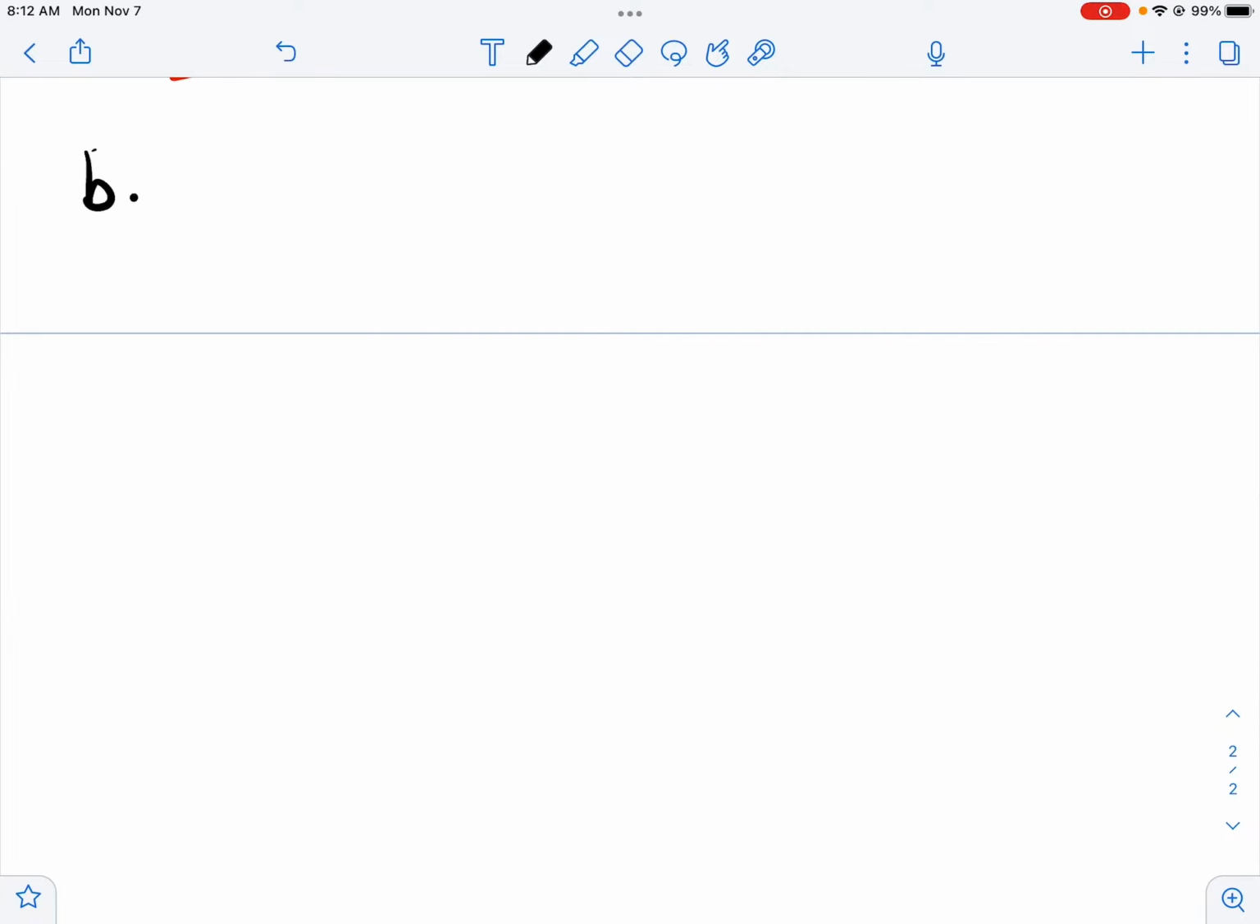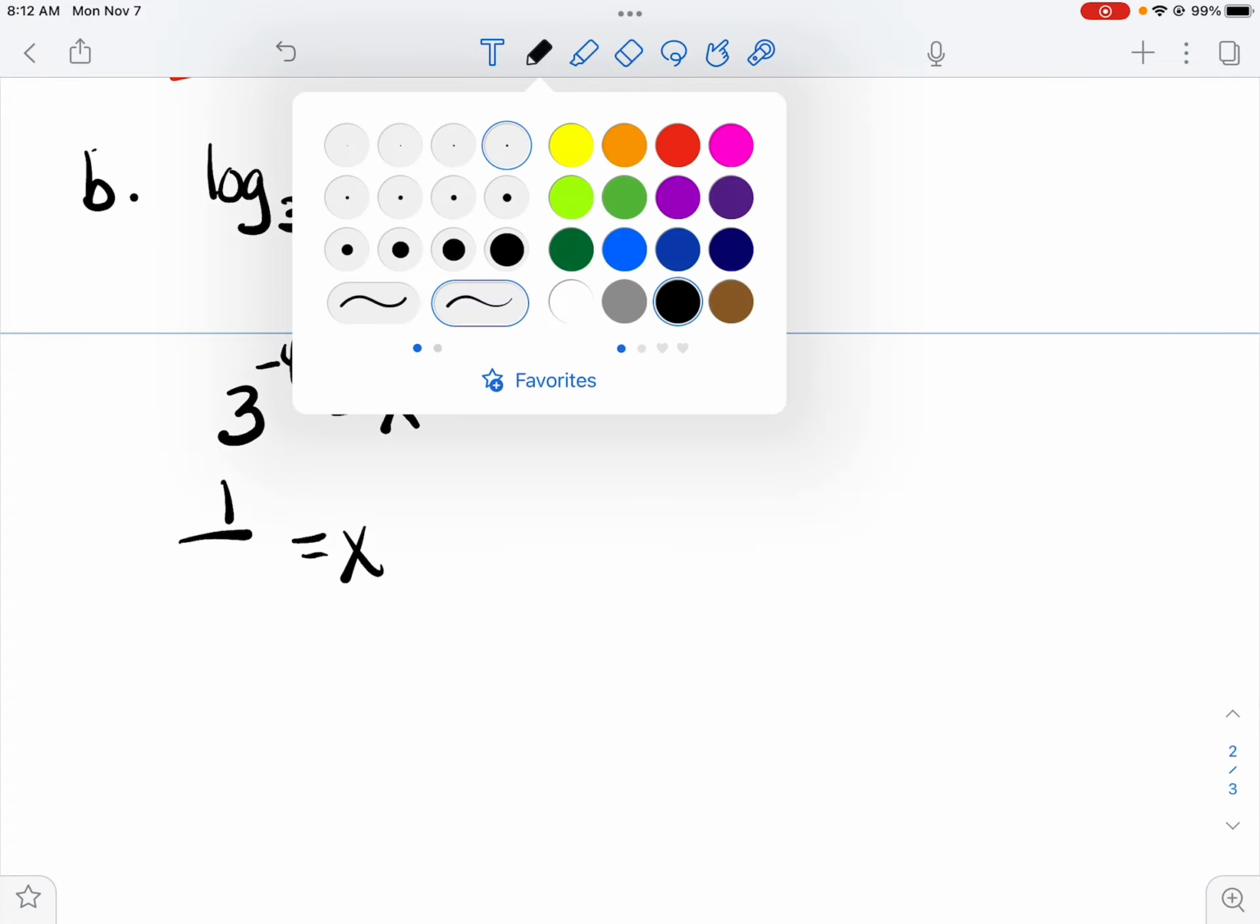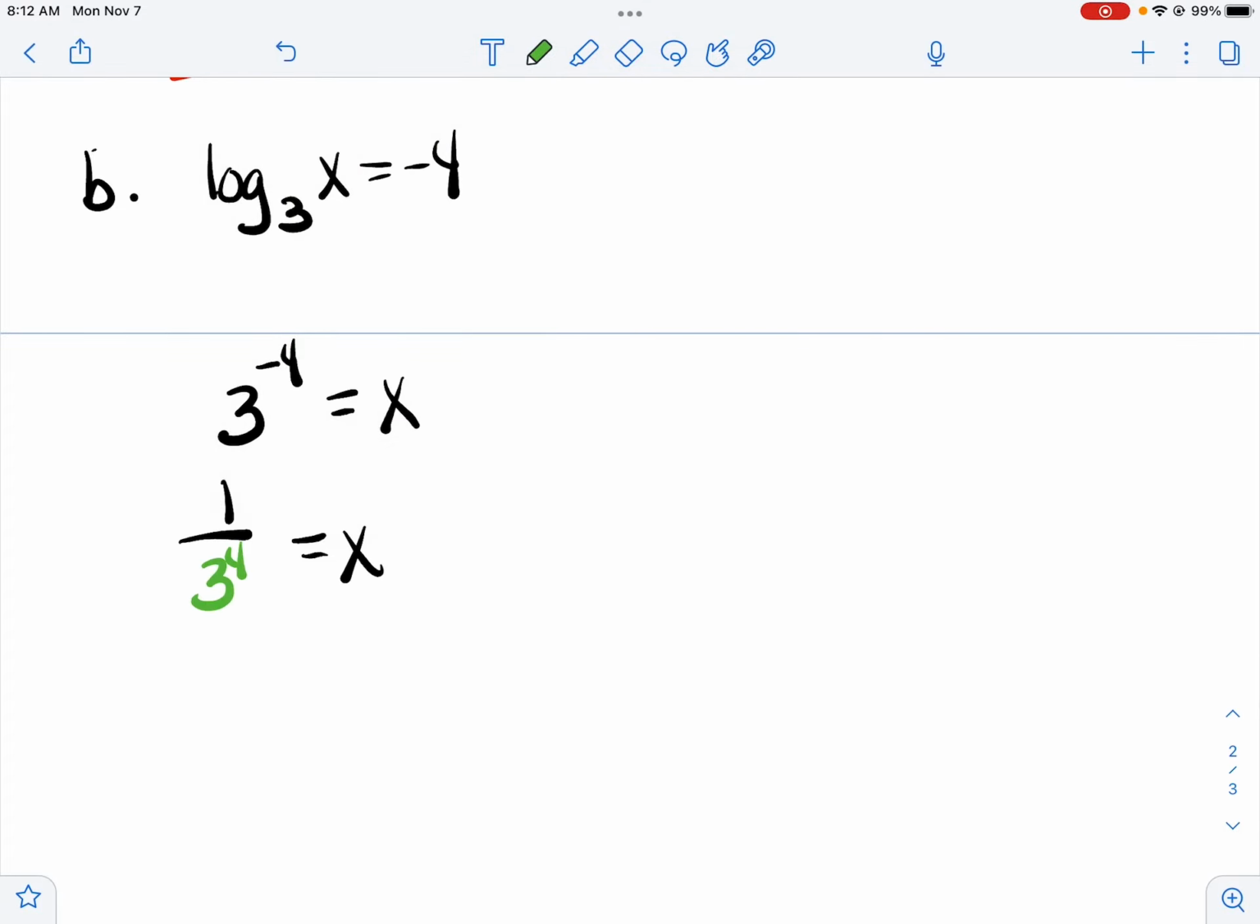Look at part B. We have log base 3 of x equals -4. Again, to solve this logarithmic equation, I'm going to write this in exponential form. So our base is 3, our exponent is -4, equals x. To get rid of that negative power, I bring that 3 to the denominator, and the power changes to a positive. And 3 to the 4th is 81, and so our answer is 1/81.